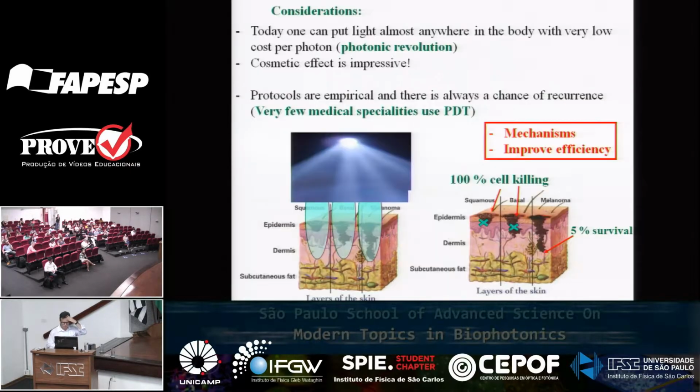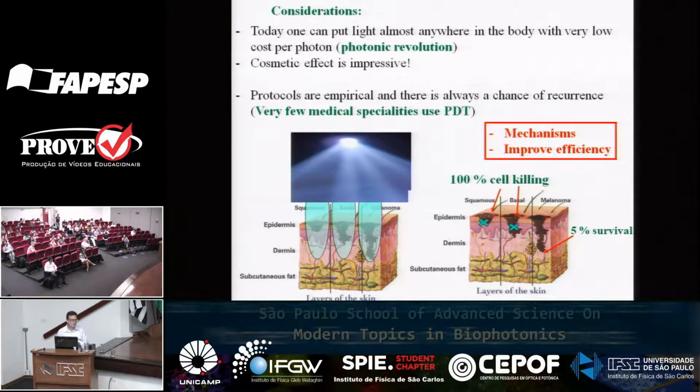So let's go for a bit of justification. Why do we need to think of a molecule that is more efficient? Why do we need to consider developing more efficient photosensitizers? What's the reason for that? In my view, the reason is the following.